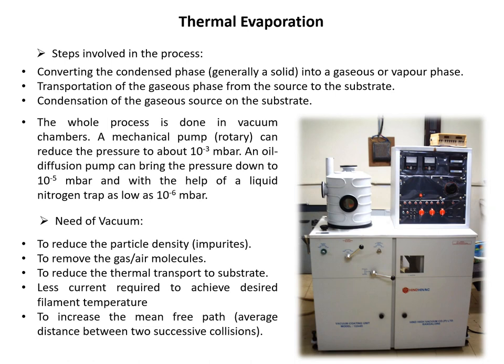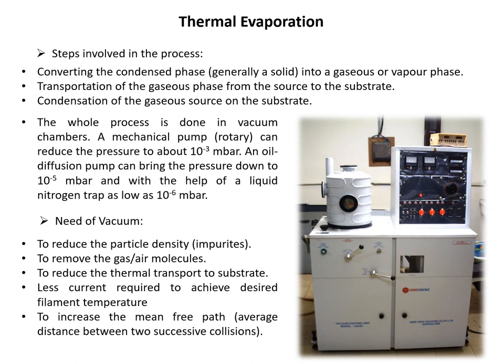So why do we need vacuum? Here are the points listed out: to reduce the particle density, that is impurities and dust particles, to remove air gas molecules, and to reduce thermal transport to the substrate. That is, when the aluminium is melting, it is very hot and the heat can go up to the substrate, so we do not need that. Also, we need to remove particle density so as to minimize the scattering of the vapor that is going upwards. So less current is required to achieve the desired filament temperature, and the most important one is to increase the mean free path, that is the average distance between two successive collisions of the atoms or molecules going towards the substrate.